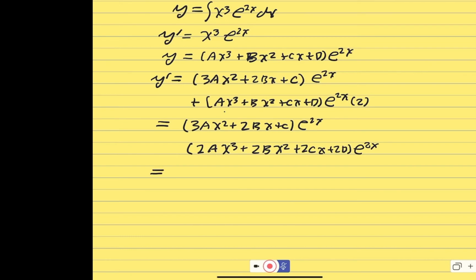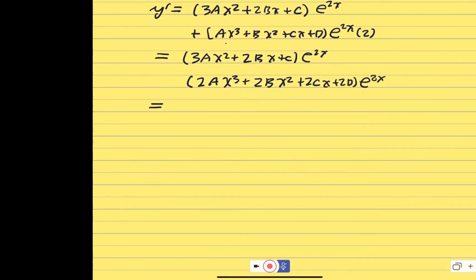Now I'm going to combine and group by powers of x. First, for an x cubed term, there is only one x cubed term, and that's this one. So I'm going to have 2a x cubed. Now for x squared terms, I have this one and this one. So that is going to be plus 2b plus 3a. Is that right? Let's see. Yeah, plus 3a x squared. Let me check. 2b, 3a.